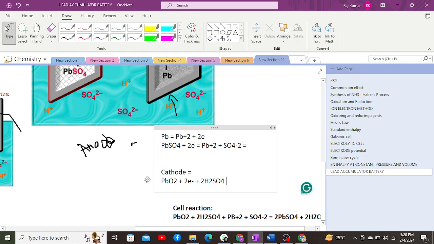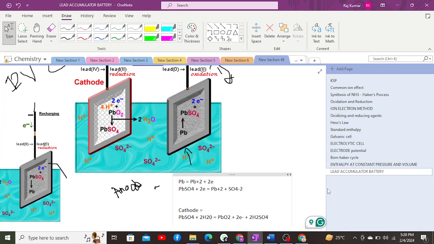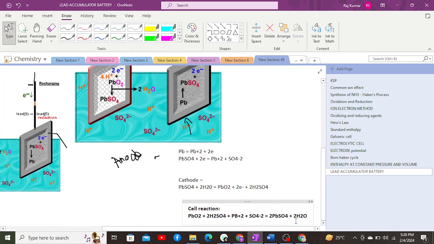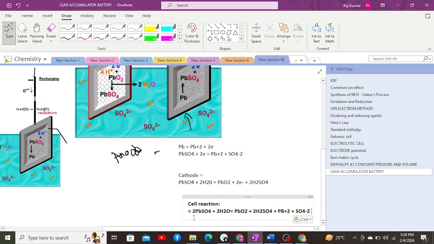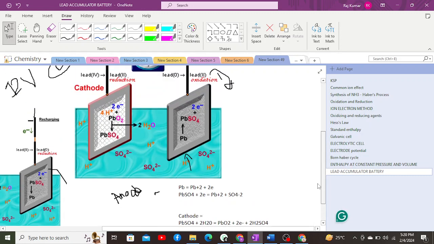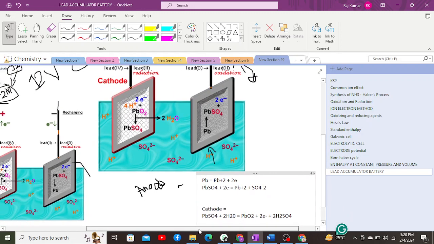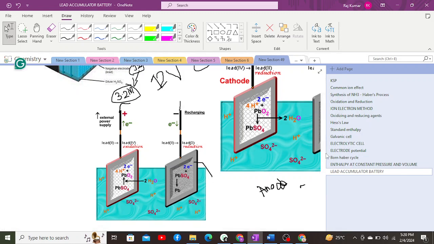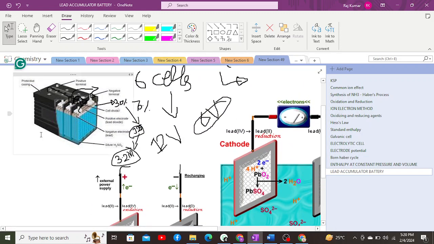Let me write those down as well. So this is how the equation will appear over here. Likewise, the overall cell reaction will also be changed, which means simply the opposite, reverse reaction will occur, due to which the cell will be charged and there will be formation of lead as well as lead oxide on both electrodes. So this is how the reaction will occur, and the cell will again be ready for supplying energy.